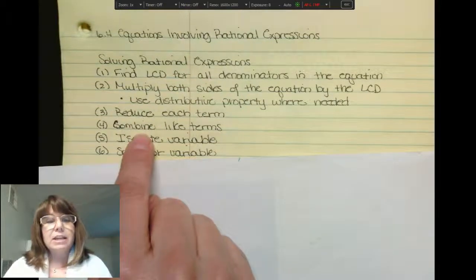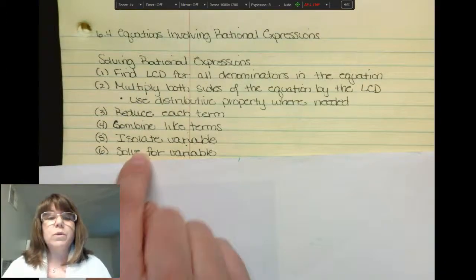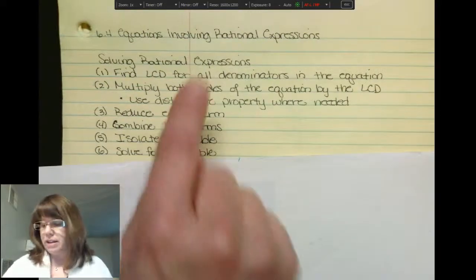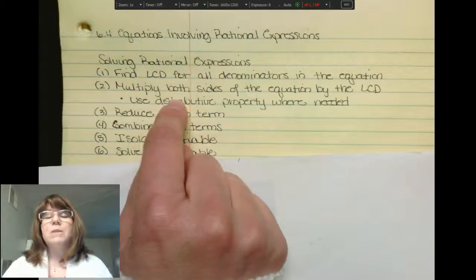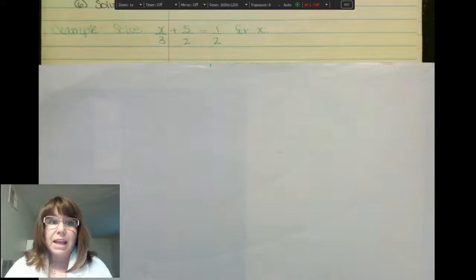We're going to combine like terms. We're going to isolate the variable, and then we're going to solve for the variable. So that's it. The only difference really is we're going to find the LCD and multiply everybody by the LCD so we can eliminate the bottom portion of our rational expression. Let's look at an example and see how this is going to work.